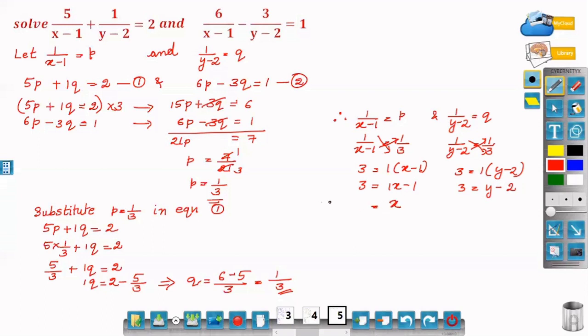So x is equal to 3 plus 1, that is x is equal to 4. And y is equal to 3 plus 2, y is equal to 5. Therefore, solution is x is equal to 4 and y is equal to 5.